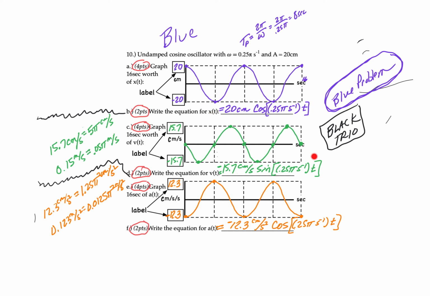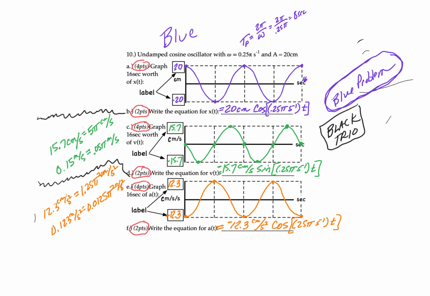So this is called a black. It's not a black problem. It's a black trio. So you're just taking a derivative, right? But when you do that, because it's chain rule, you have to bring the omega out front each time. And so when you do that, that changes the amplitude. This is position versus time. This is velocity versus time. This is acceleration versus time.